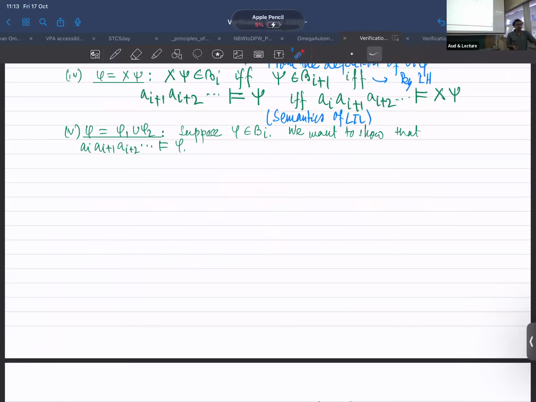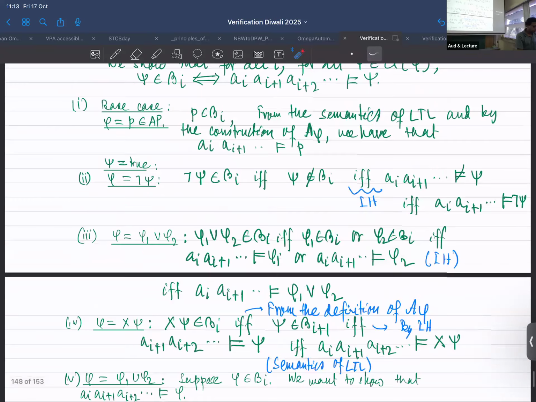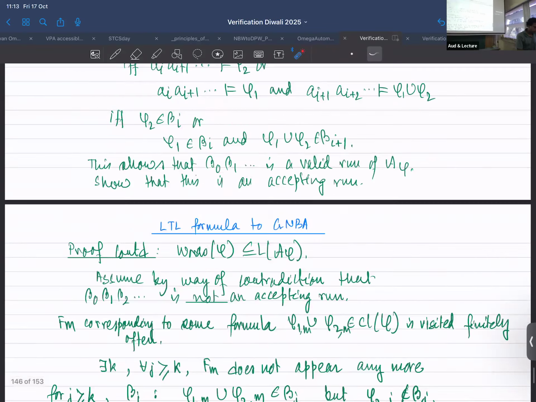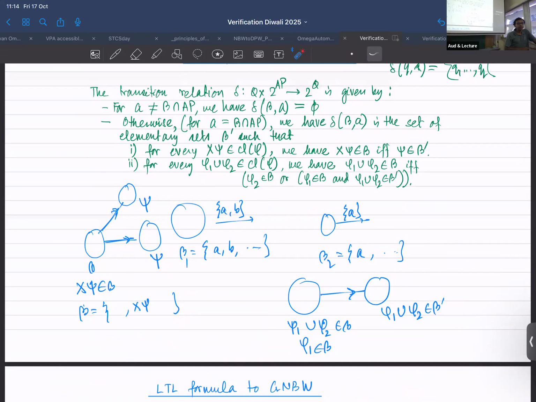We'll also see some examples, and try to see a lower bound for this translation, that you indeed need an exponential lower bound. And here, what is the size of the automaton that you construct? For each subformula, oh no, it's a collection of subformulas, so 2 raised to the size of the formula.